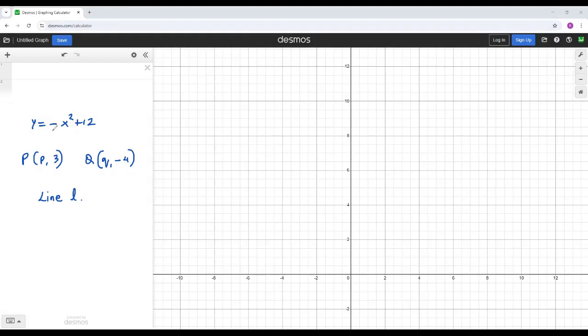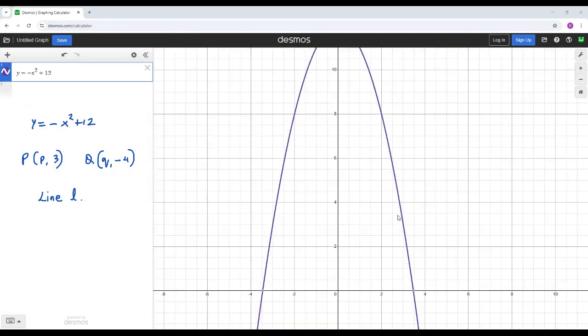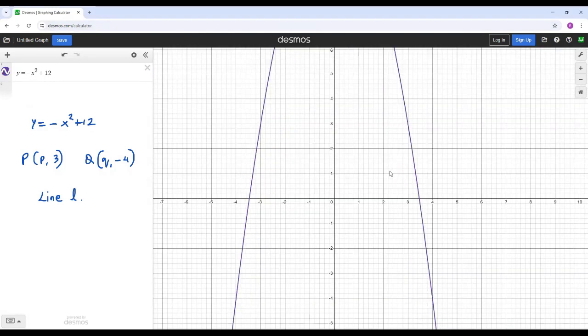Okay, here we have a Desmos graphing calculator. Now we have to get the graph of the equation y equals negative x squared plus 12. For that, we have to give this equation as input. Okay, let me do it. So that is y equals negative x squared plus 12. Here I got the graph of this equation. That's a parabola. Now let me zoom in for a moment. Okay, here I have zoomed in.